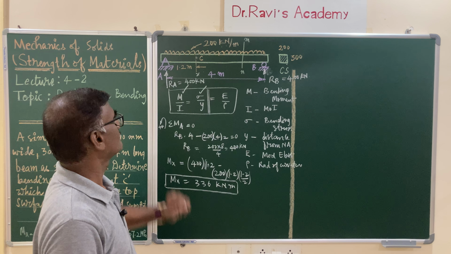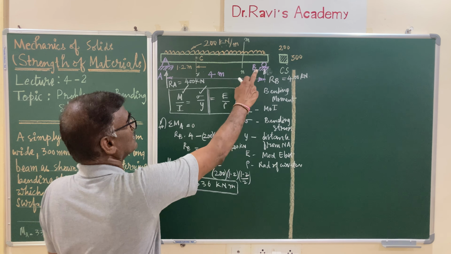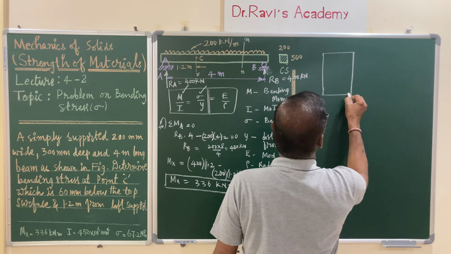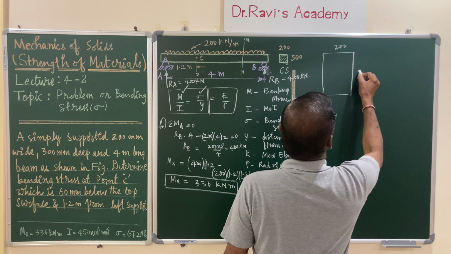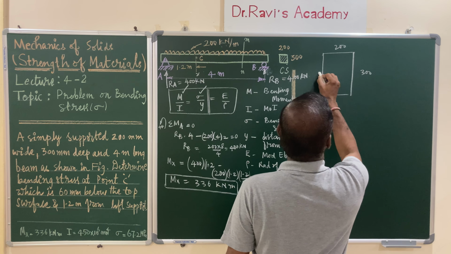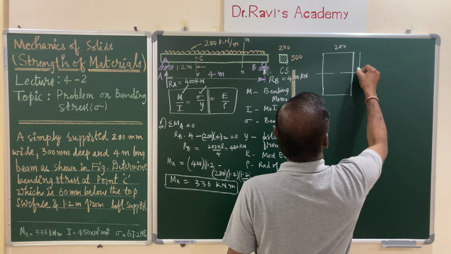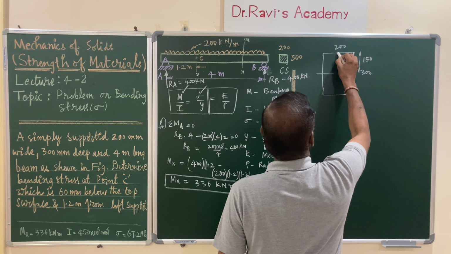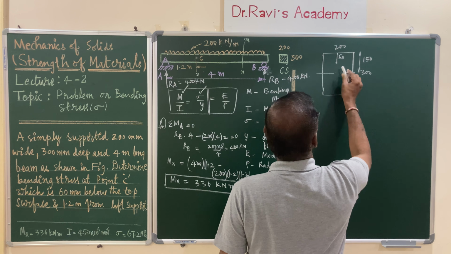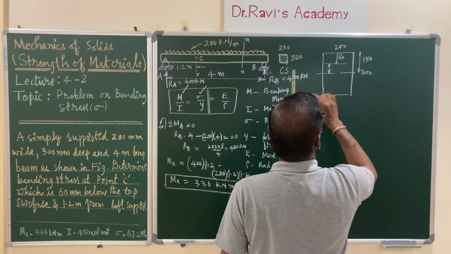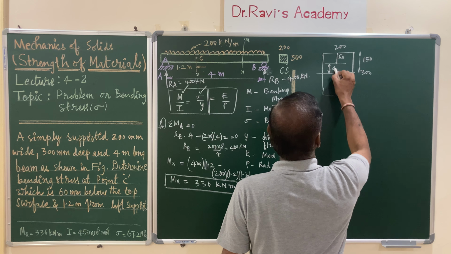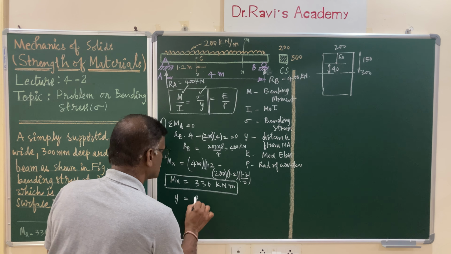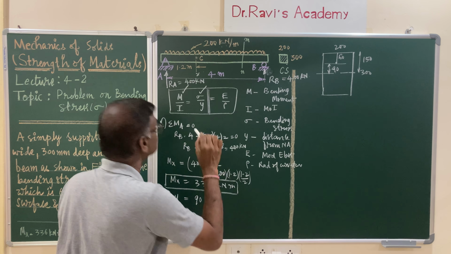I is the centroidal moment of inertia. Let us draw the magnified view of this particular section. This dimension is 200 and this dimension is 300. The neutral axis is exactly half of that, 150, and point C is at a distance of 60 from the top. So from the neutral axis, this distance becomes 150 minus 60, which is 90. So your y value is 90 mm.